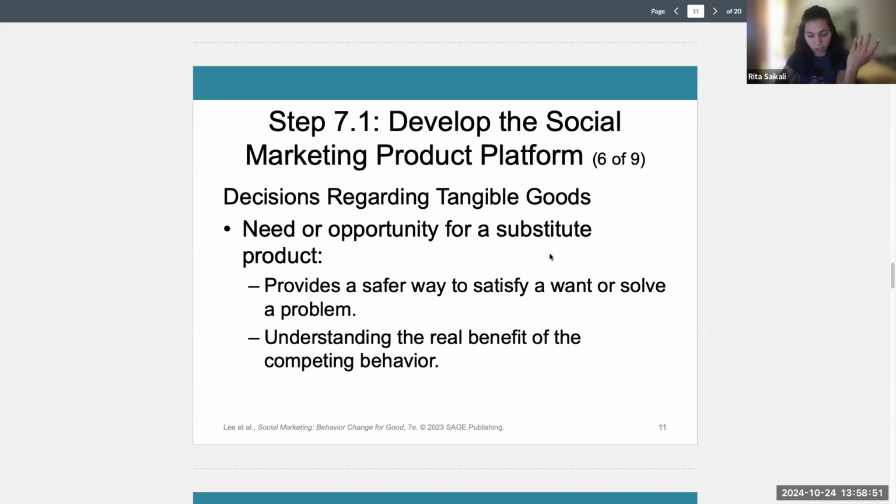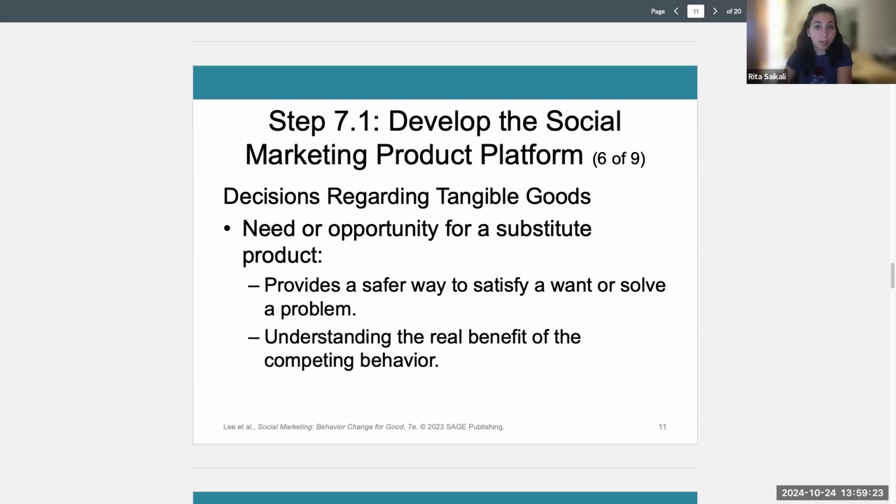even though we can argue that these beverages are sugary and high in calories and things like that. But the idea is to get people off of alcohol. And as they move through the program, eventually you want to get them off of that as well, so that you're really providing the benefit. But that would be a good starting point for the campaign. So development of substitute products really requires a deep understanding of the real benefit of the competing behavior. So the competing behavior is smoking, the competing behavior is alcohol.